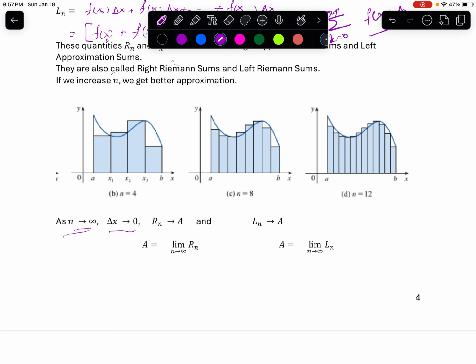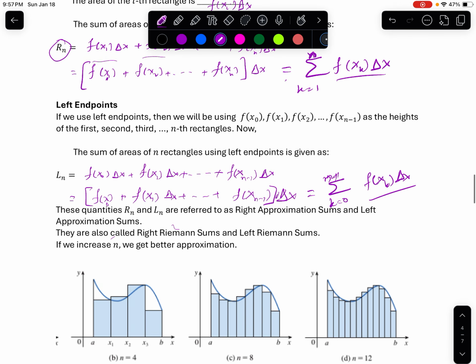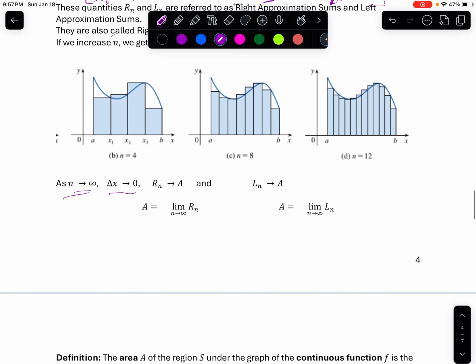So in this case, this is not the exact area. Similarly, this sum is not the exact area, but when we apply the limit, we let n go to infinity, then whatever we get will be the area.